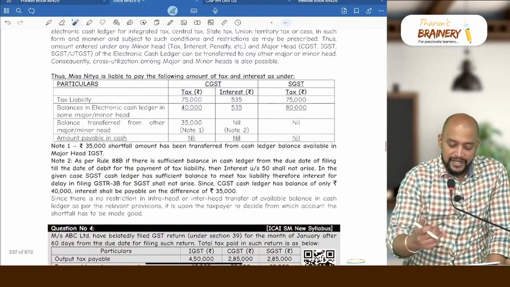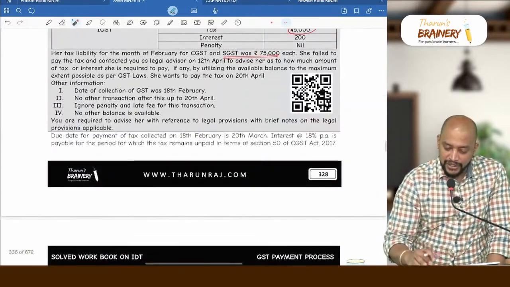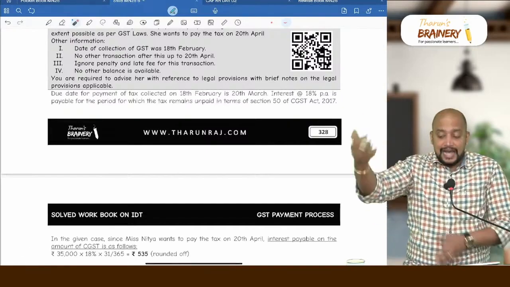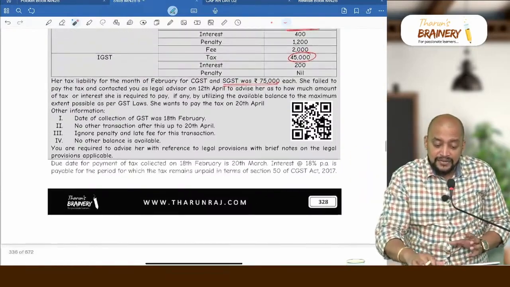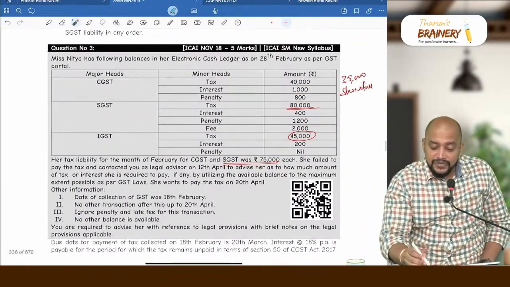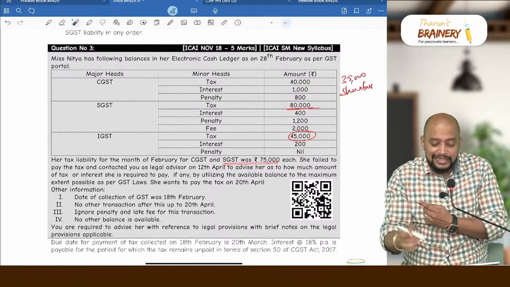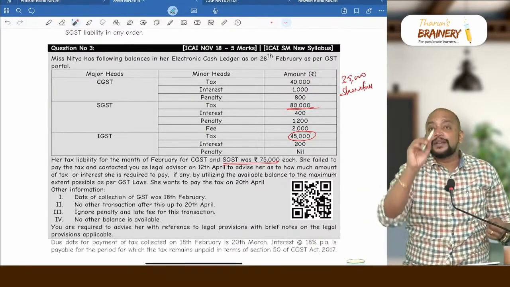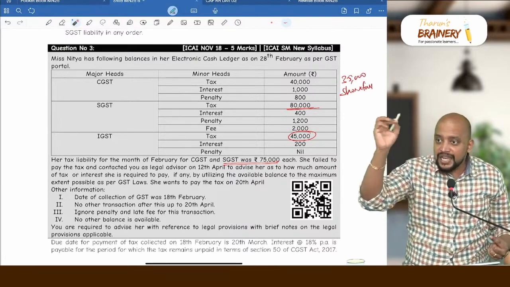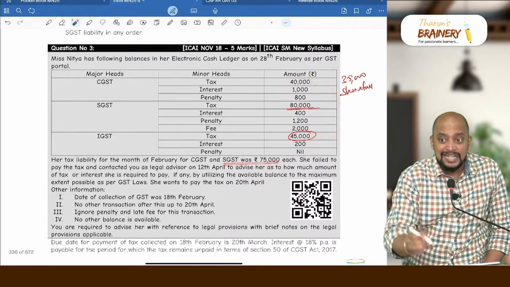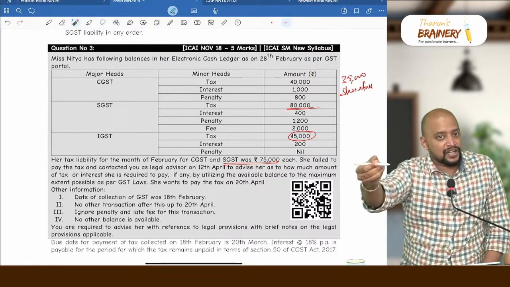So, why are we taking this particular assumption here? Because, see, balance we can transfer, and then we can utilize. So not that directly we can utilize. So using PMT 9, we can shift the balance of 45,000 to this, and then we can use it for payment of tax.